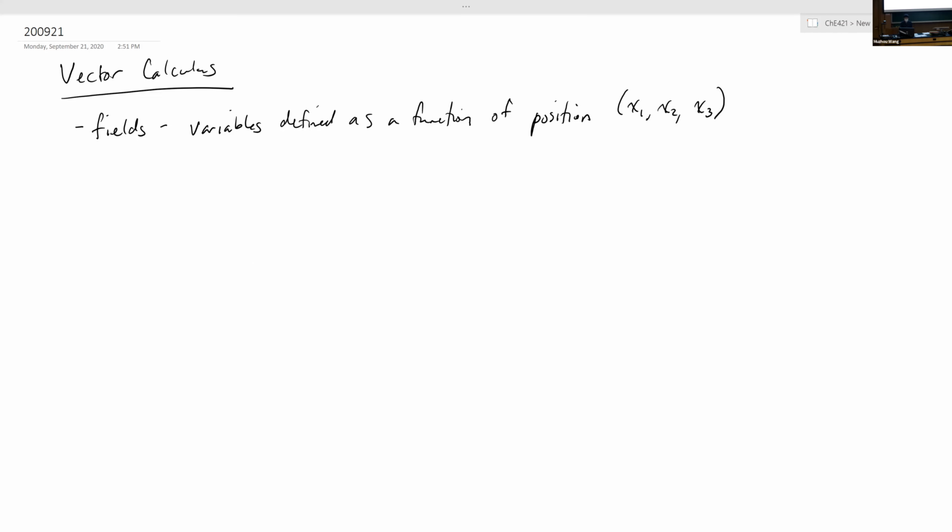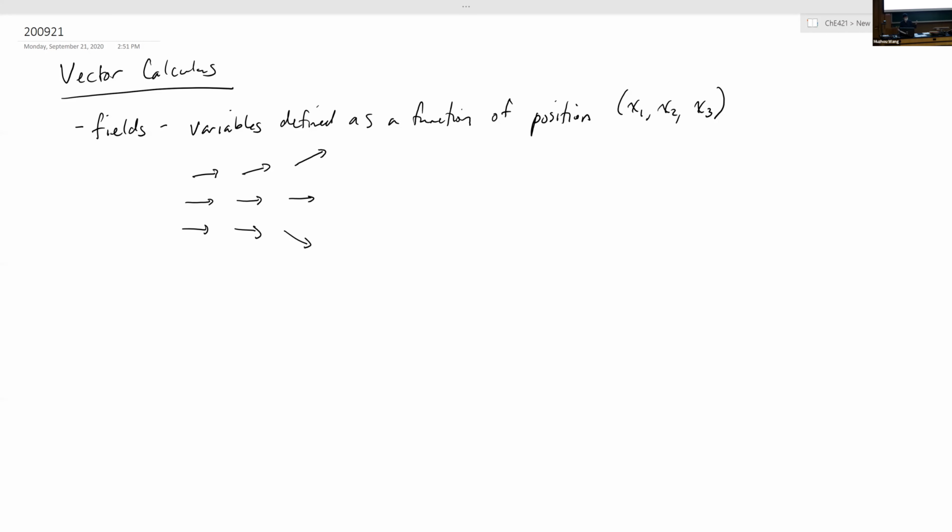You guys have almost certainly played with fields before. You can think about a concentration field if we're talking about mass transfer, or a temperature field for heat transfer. And then of course there are also vector fields, which are a lot of the things we're going to be dealing with in this class. You could imagine that something like this could be a velocity field. The position itself is also a field. A position vector can also be a field.